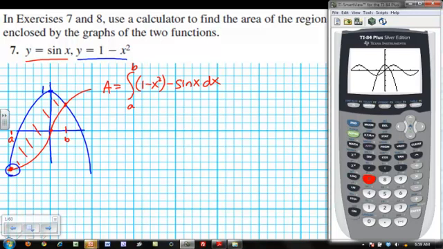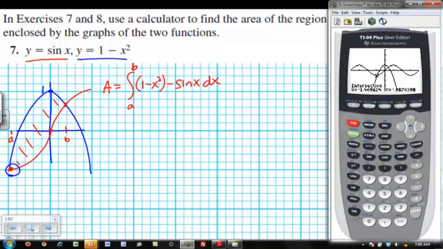So I'll go second calc. I want to find the next intersection, which is option number 5. My first curve is indeed my parabola. Second curve is indeed my sine curve. And my guess is going to be, I'm going to go -1. And lo and behold, there they found that intersection point. It's when x is equal to -1.409, and so on.